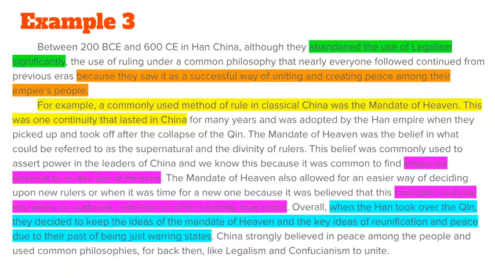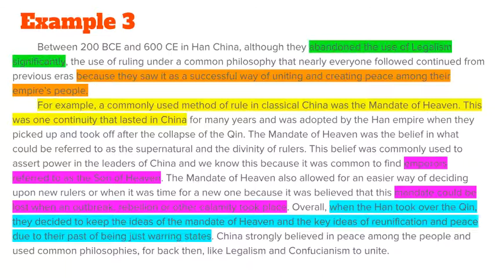There's also an explanation of the Mandate of Heaven and that it could be lost when an outbreak, rebellion, or other calamity took place. So this fact is a little bit more descriptive and less specific, detailed example, right? There's no proper nouns in this particular one, but it is a clear description of something that is accurate about Chinese rule and the philosophies of Chinese rule. So it's a pretty strong example.